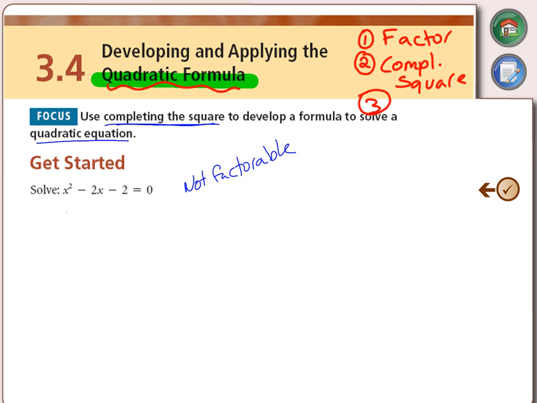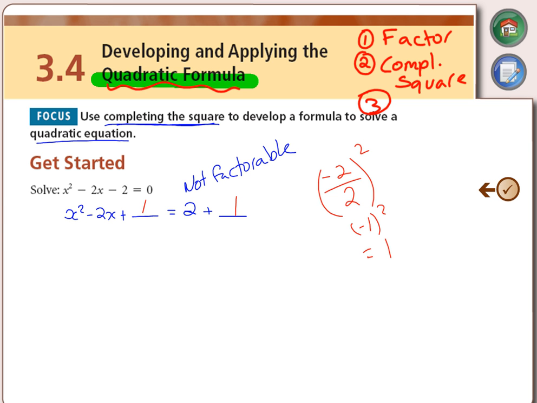Take the 2 over to the other side. X squared minus 2x plus something equals positive 2 plus something. Let's figure out that something again. Take it on the side, the middle term, -2. Always divide by 2. Squared. So we've got -1 squared, which gives us 1. That's what goes in and comes out.